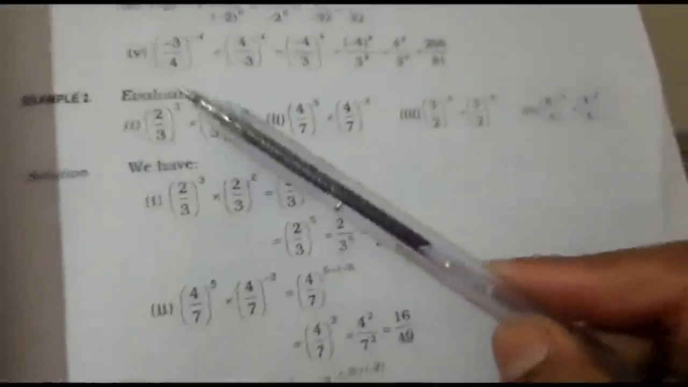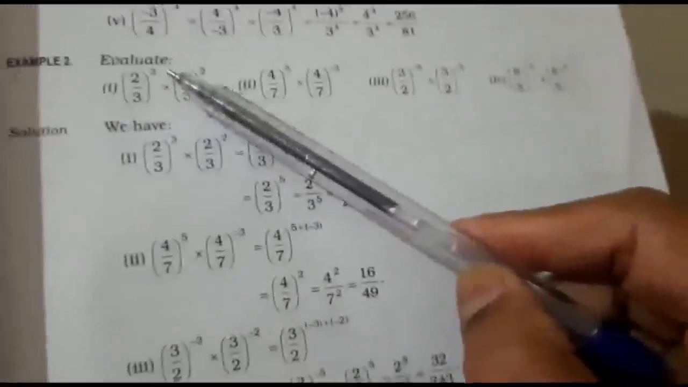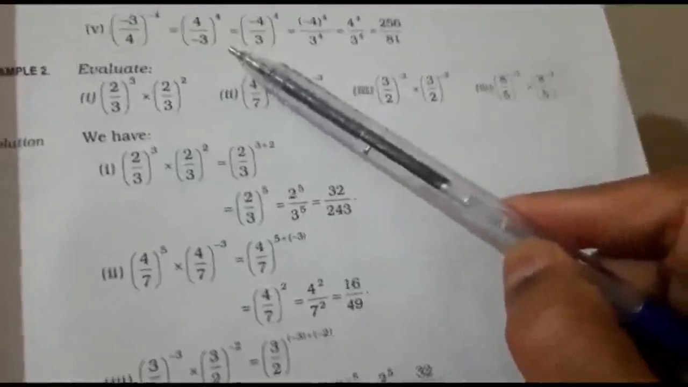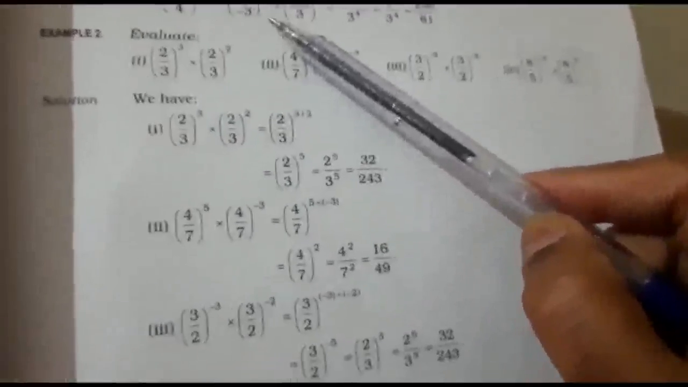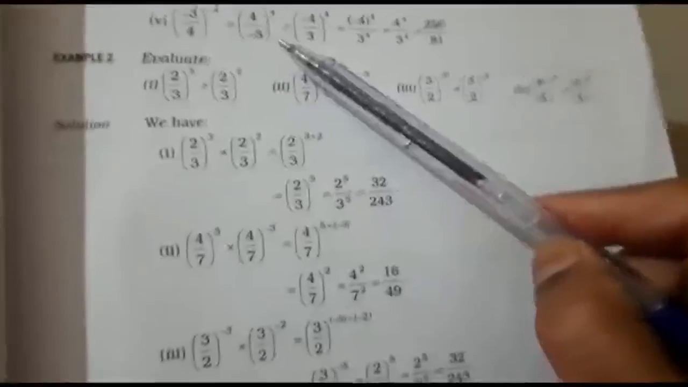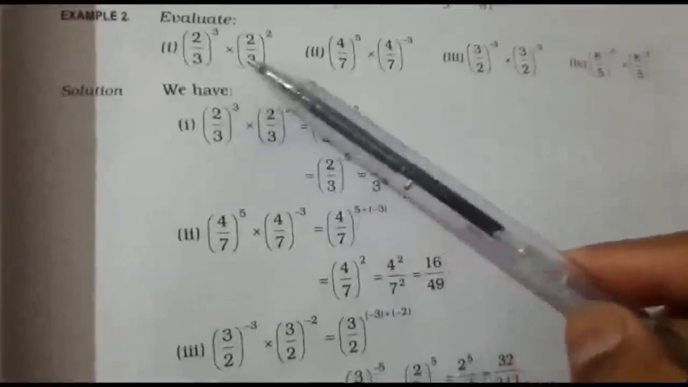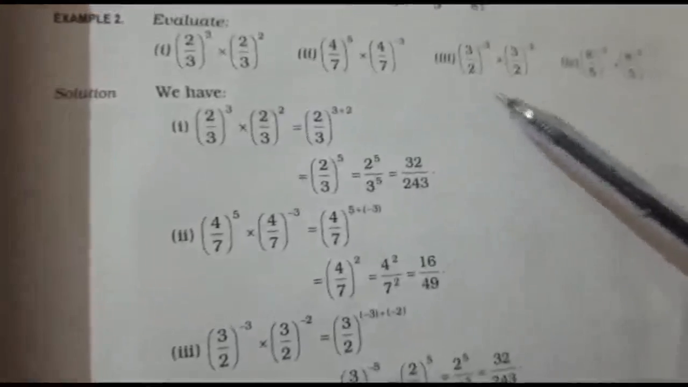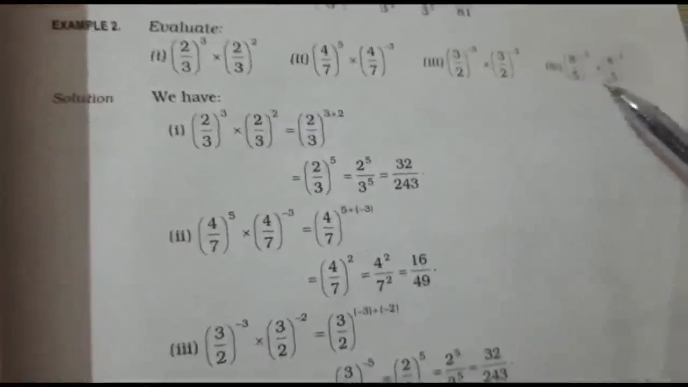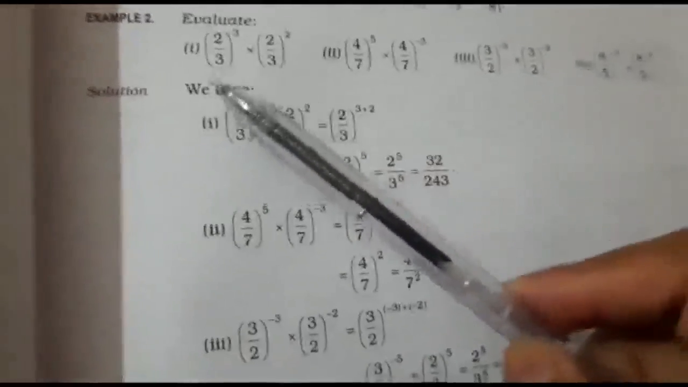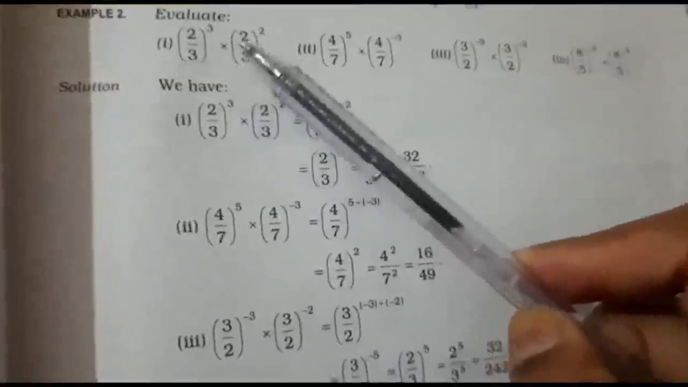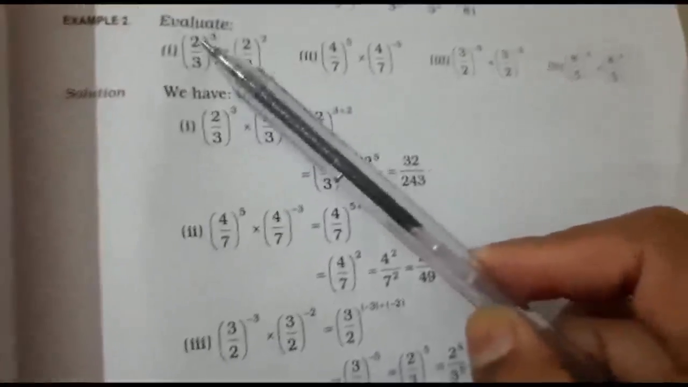Now see the second question, evaluate. Here we applied the rule, when the power is negative, we take the reciprocal and then we multiply. Now evaluate, see question number 2. If you see, all the bases are the same. So we will follow the first rule, that is the multiplication rule. So (2/3) raised to the power 3 into (2/3) raised to the power 2. We will add both the powers.